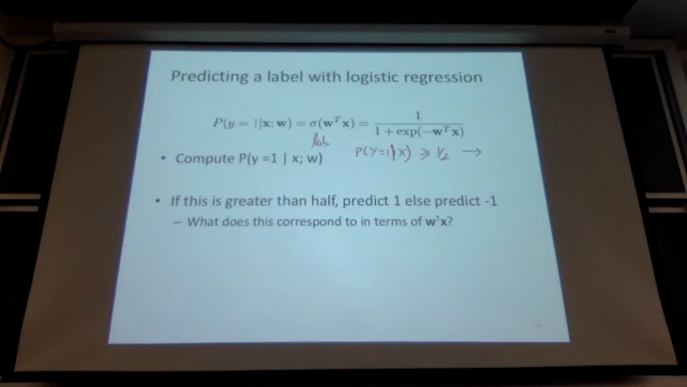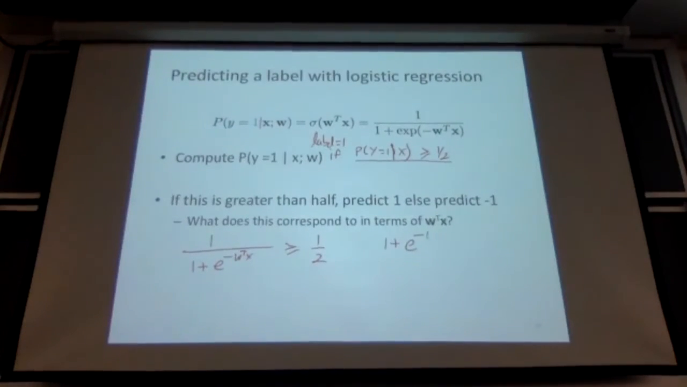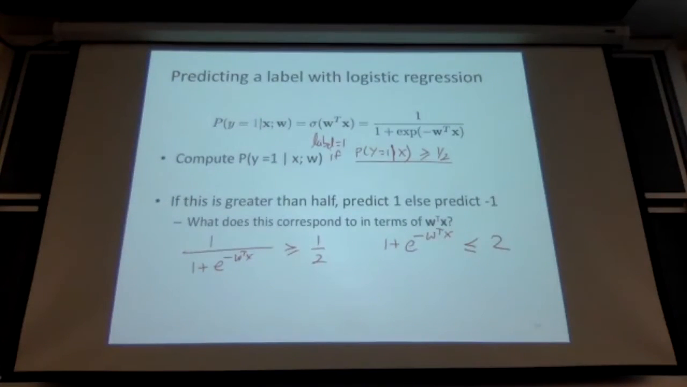then, if this quantity is true. But let me expand that out a bit here. By definition, p of y equals 1 given x is 1 over 1 plus e power minus w x, which is greater than or equal to half. If this is true, then label equals 1. I'm going to just take the inverse of these things. This means 1 plus e power minus w x is less than or equal to 2. If this is true, then the label is 1. That means e power minus w x is less than or equal to 1. If this is true, the label is 1.